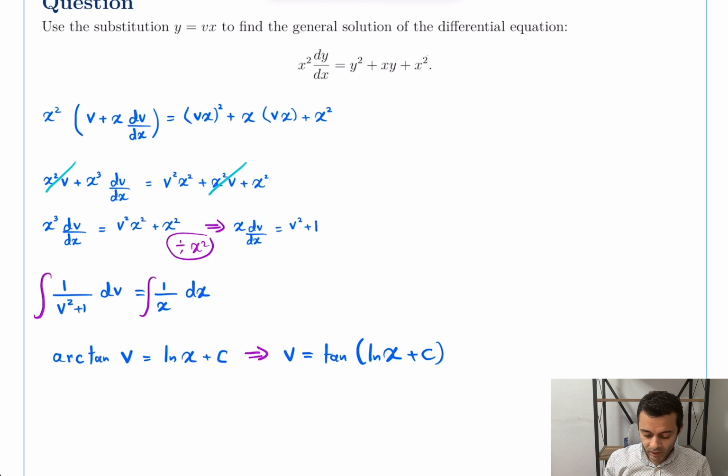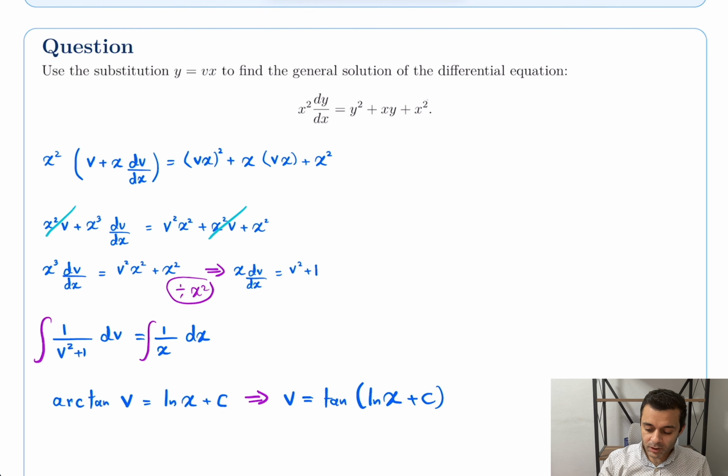But at the end, we need v now, not arctangent v. So, to eliminate arctangent v, we will take tangent of both sides. Or we will say, to extract v, it will be tangent of the right side, ln x plus c, as you see. This is v. But when solving differential equations at the end, we need y, not v.